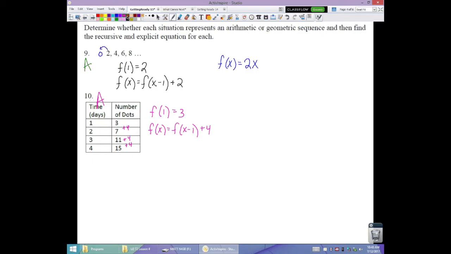Our explicit formula is f(x) = common difference, 4, times x, and we need to go backwards in our pattern to day 0. Well, to get day 0, I would need to subtract 4 from day 1, so that puts me at negative 1: 4x - 1.